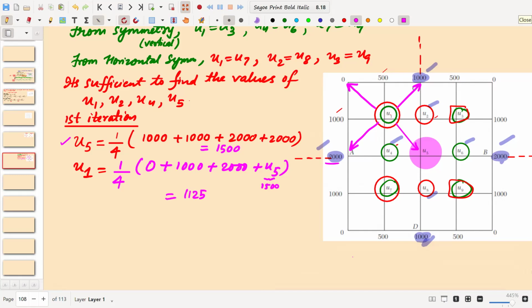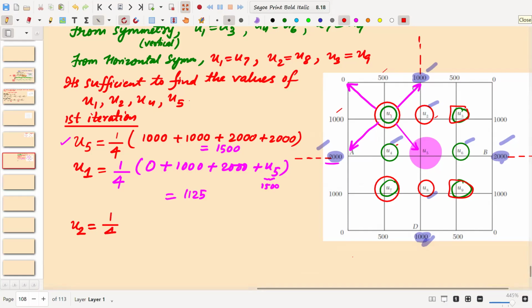After this, what should we compute? Can we compute U2? How will we compute U2? Can we apply the standard 5-point formula? Yes, we can apply the standard 5-point formula because we have U1, and U1 is equal to U3 from symmetry, right?